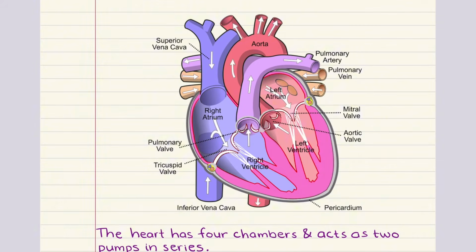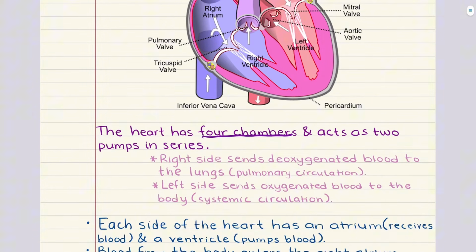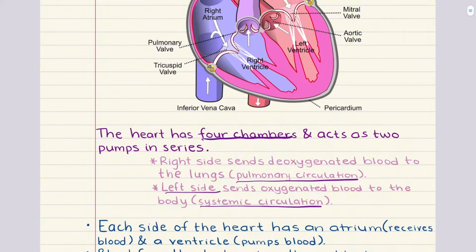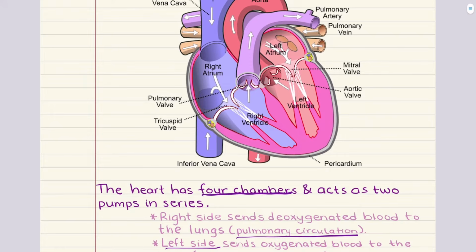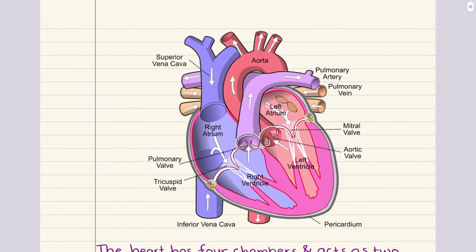Now, if you look at the diagram on the screen, you'll see the labeled structure of the heart. The heart has 4 chambers, and it functions as 2 pumps working in series. The right side of the heart pumps deoxygenated blood to the lungs. This is called pulmonary circulation. And the left side of the heart pumps oxygenated blood to the body. This is known as systemic circulation. Each side of the heart has 2 chambers: an atrium, which receives blood, and a ventricle, which pumps blood out. So in total, we have the right atrium and right ventricle, and the left atrium and left ventricle.